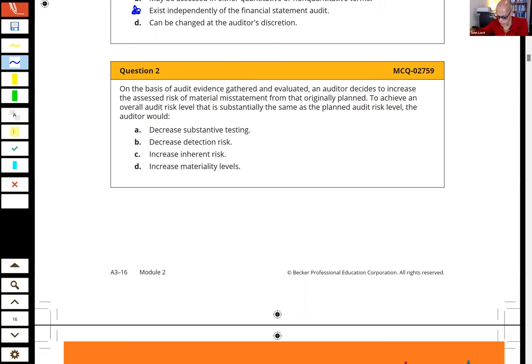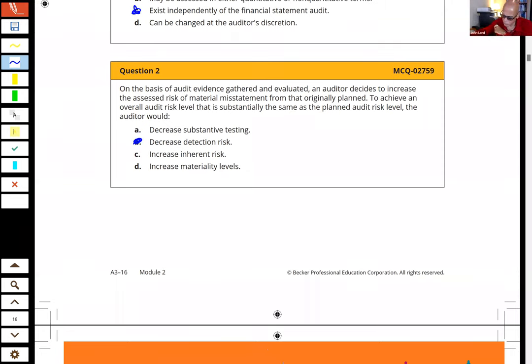Okay, let's take a look at this one. We had a pretty good turnout here, 93%. I was kind of hoping for 100% on this one because this is critical. I mean, you're going to see stuff like this on your exam. So the answer here is B, but let's just go ahead and talk through this one, okay?